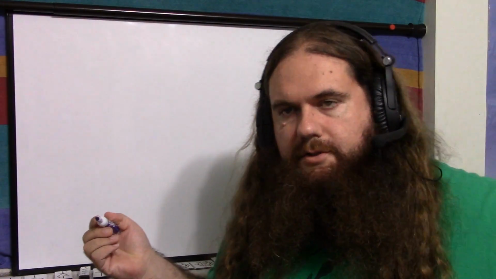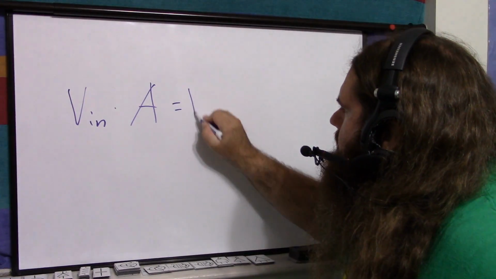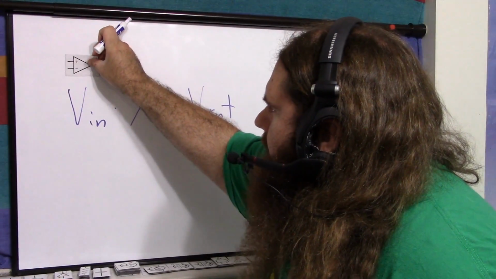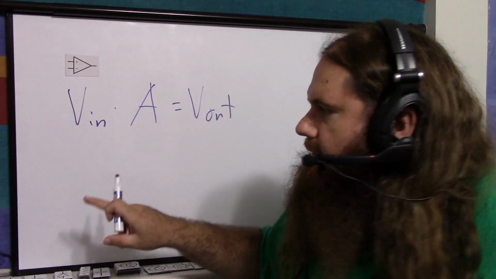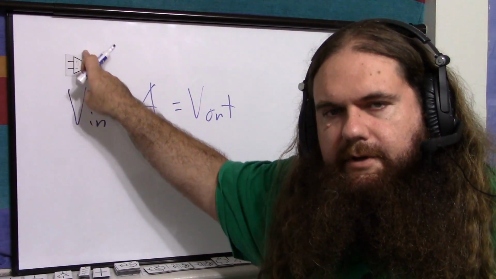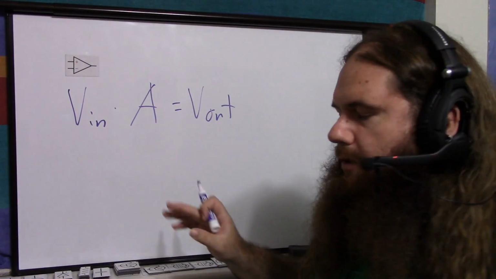For an op-amp, it's dirt simple. Voltage in times the gain equals voltage out. This is your op-amp equation, and this is the differential input. Both of these are the same. They have a differential input, a non-inverting and an inverting, so non-inverting minus inverting equals the differential input. Both the op-amp and the OTA work that way.